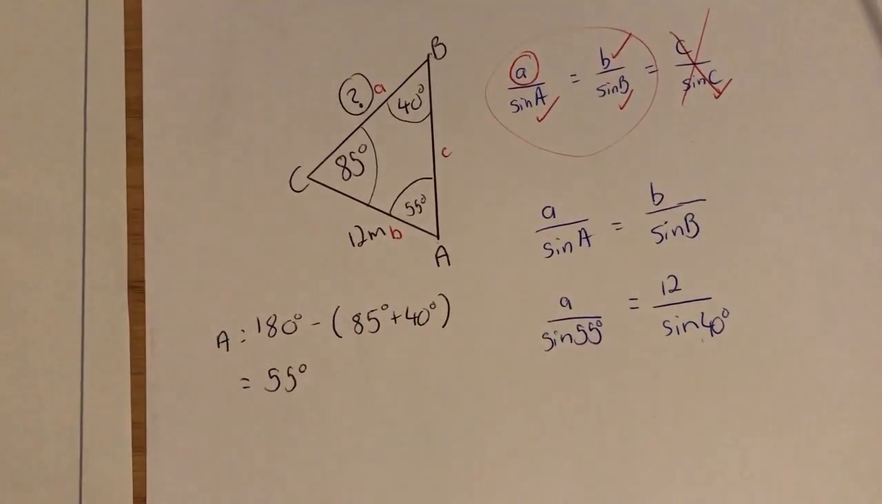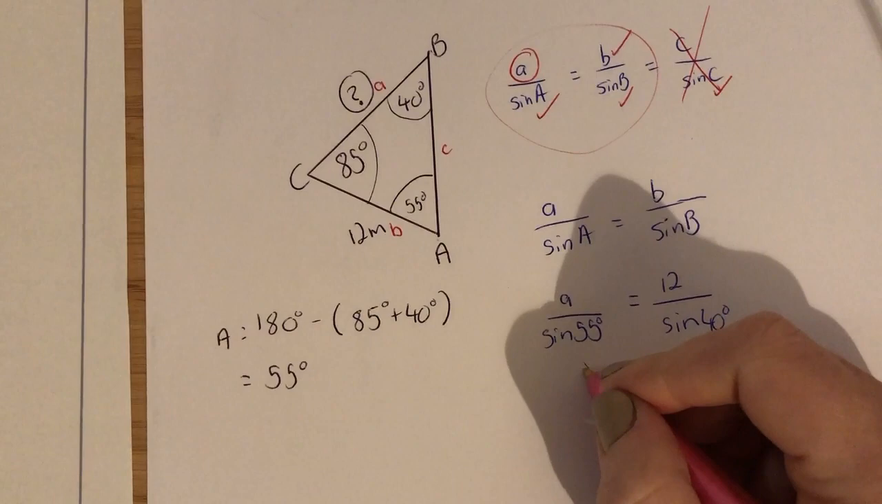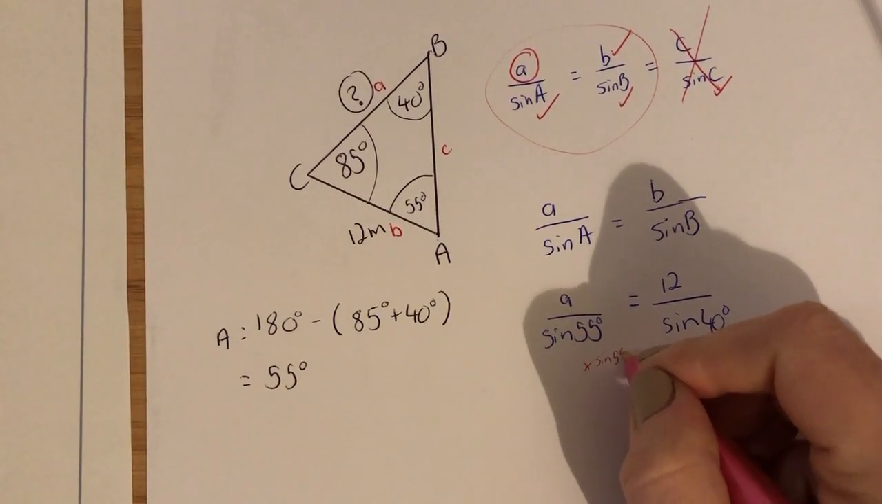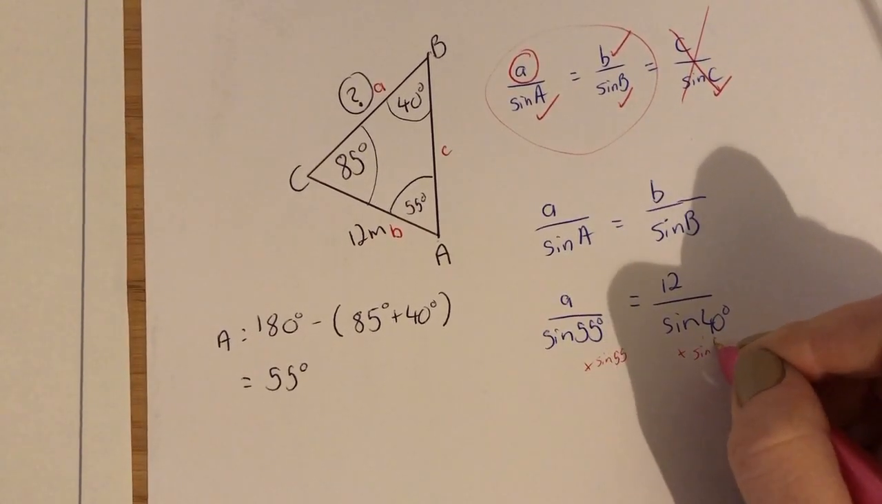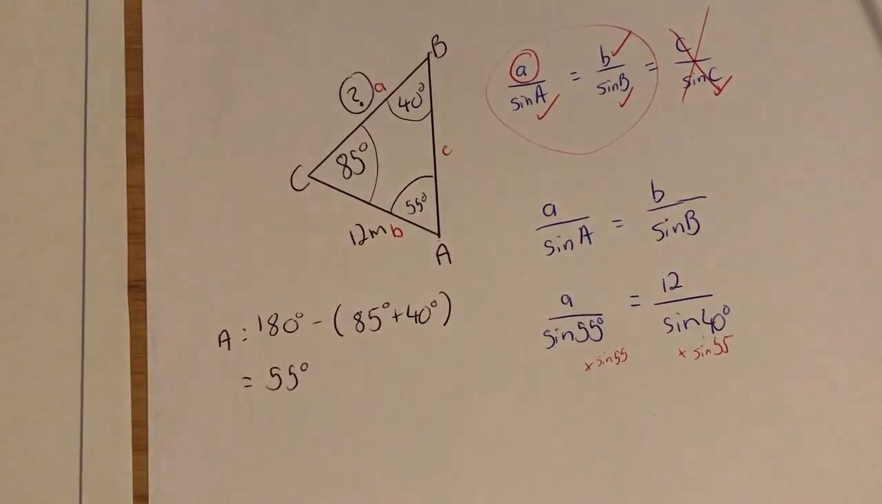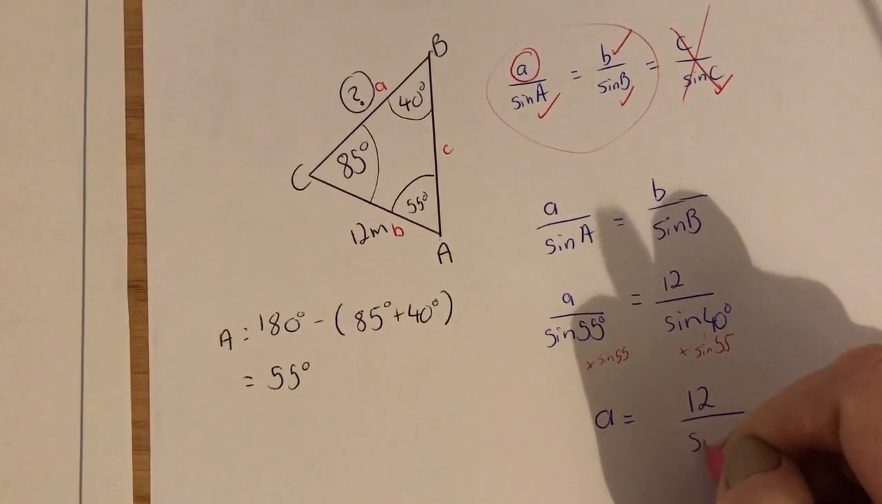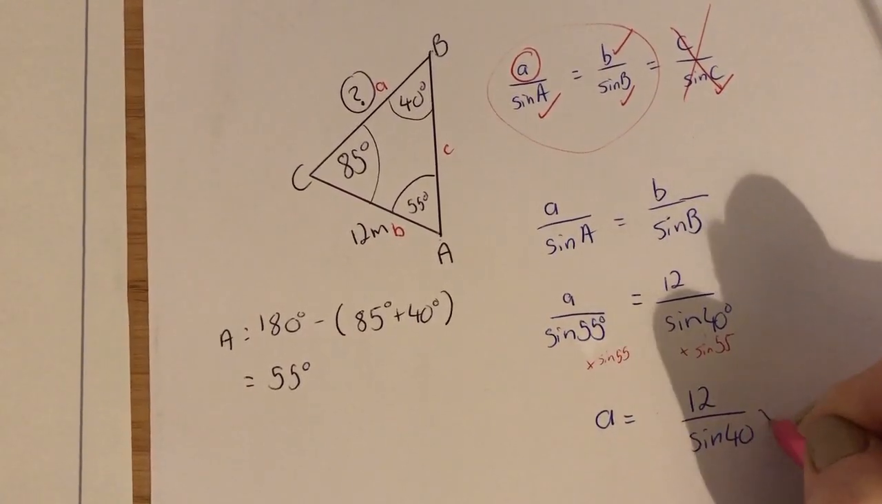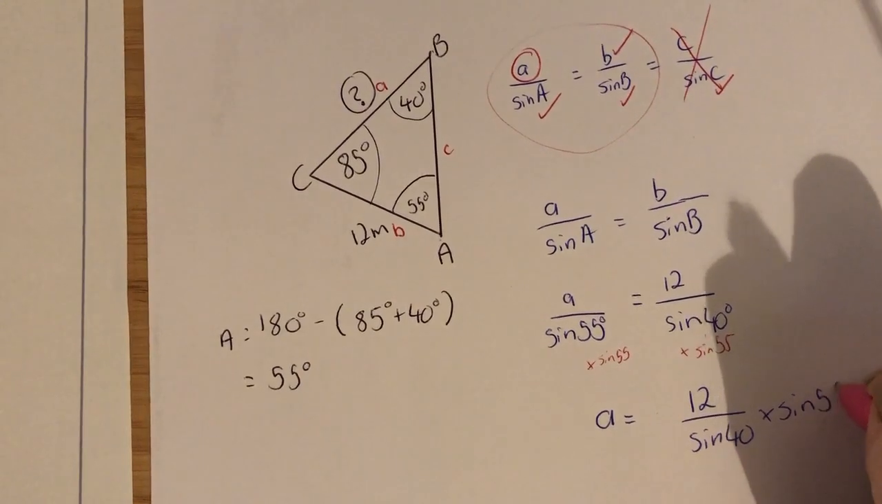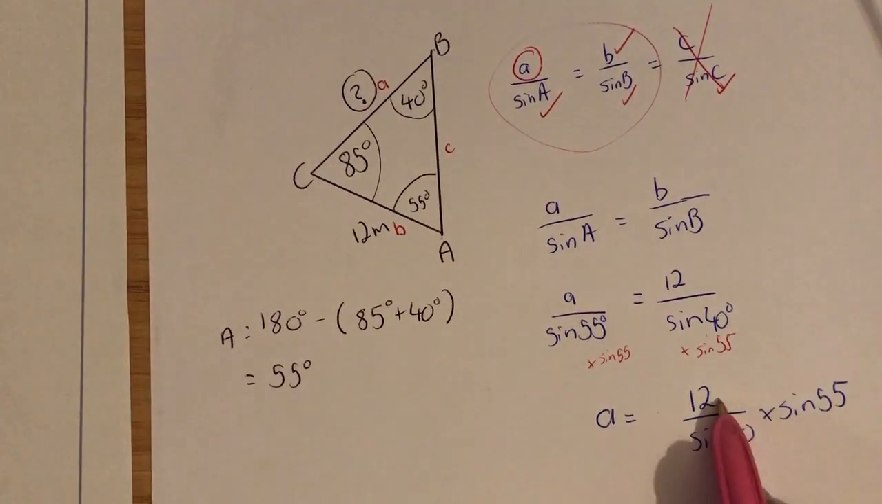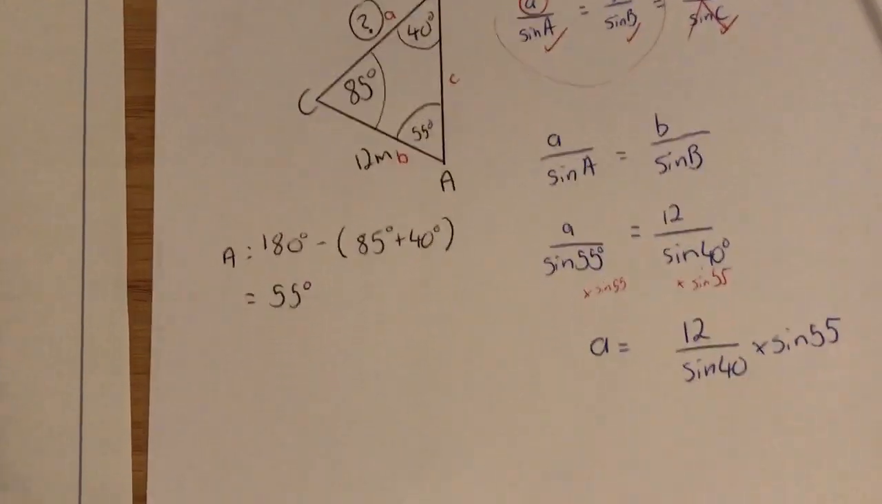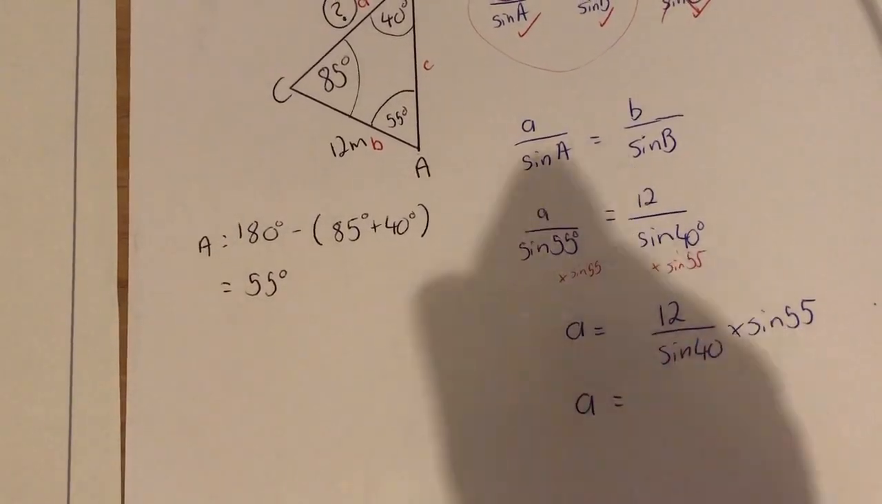So we're just going to multiply by sine 55 on both sides, so that we cancel it out on the left-hand side. We're just left with A equals 12 over sine 40 multiplied by sine 55. I've just written it at the side here, but you can write it on the numerator and write 12 sine 55 over sine 40. Once we've got to that point, we just need to put that into our calculator.